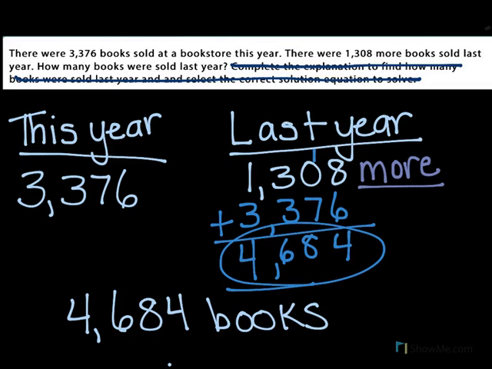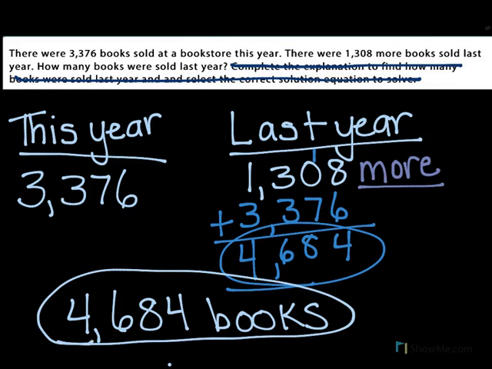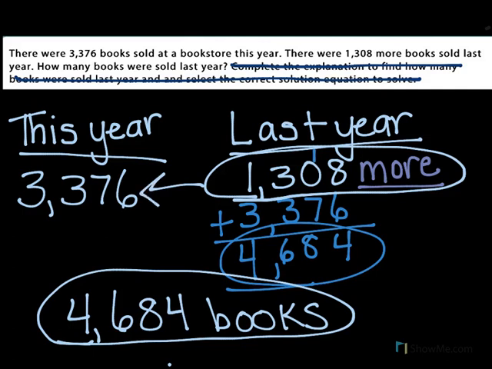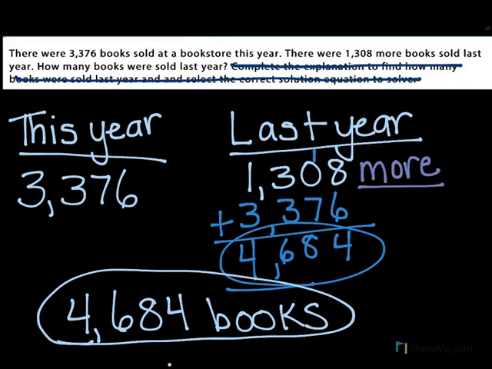Check your work. There was 4,684 books sold last year. I know that because last year there was 1,308 more books sold than this year. So I had to add the 2 numbers. So I added them together, and that's how I got my answer. So this is only a 1-step problem.